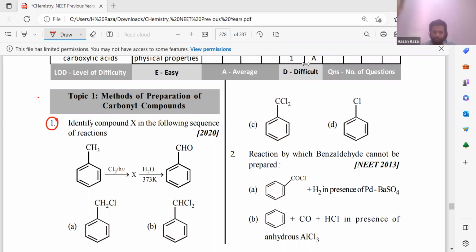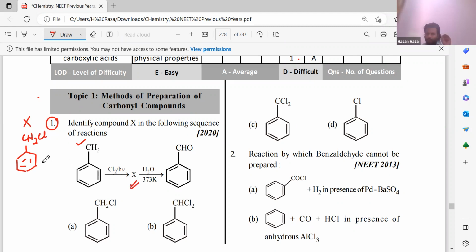Hanifa, you are close, but not the right answer. See what will happen if you react CH3Cl with Cl2. This chlorine will attack the singly bonded carbon, and one of the hydrogens will be replaced with chlorine. Students generally think that this will be the answer. No, because for this reaction we want X.